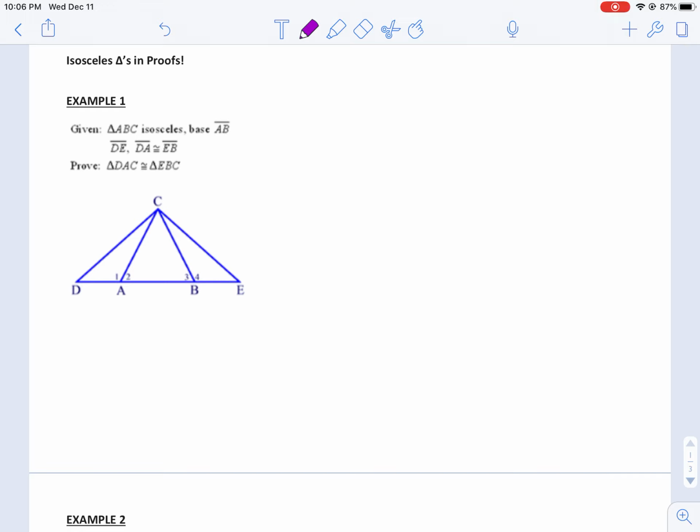So I'll give you a moment to mark up your picture as we normally do, and then we'll go through it together. You can pause the video now, mark up your picture, and see if you can see anything in the picture and what we're looking for to get these two triangles congruent. So pause now and then come back later.